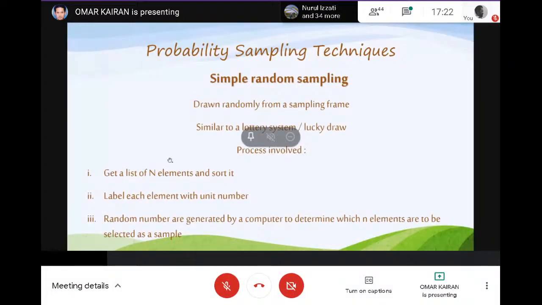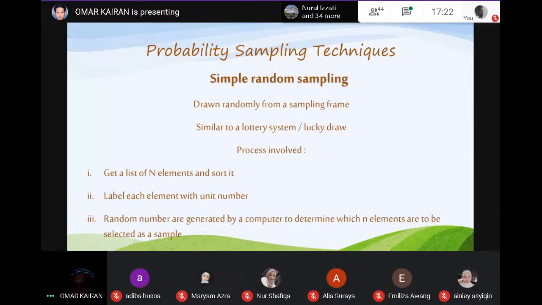Okay. Nantilah terus ni. Okay, next, simple random sampling. Probability sampling, simple random sampling, drawn randomly from a sampling frame, similar to lottery system, okay, lucky draw. Simple random sampling macam tu lah, okay. Simple random sampling ni you boleh buat lucky draw, okay.